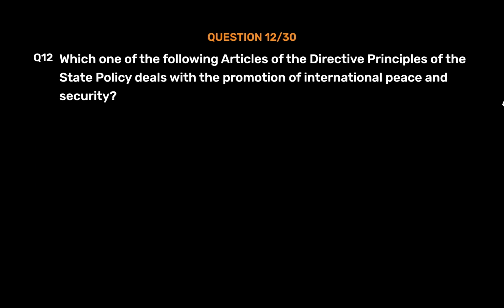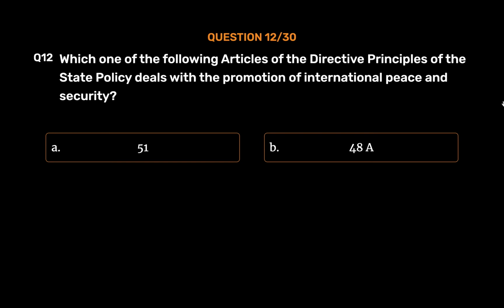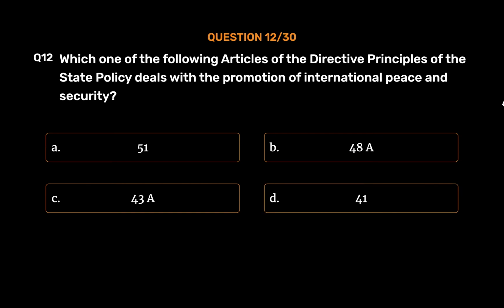Question number 12. Which one of the following articles of the Directive Principles of State Policy deals with the promotion of international peace and security? Option A. 51. Option B. 48A. Option C. 43A. Option D. 41. The correct answer is Option A.